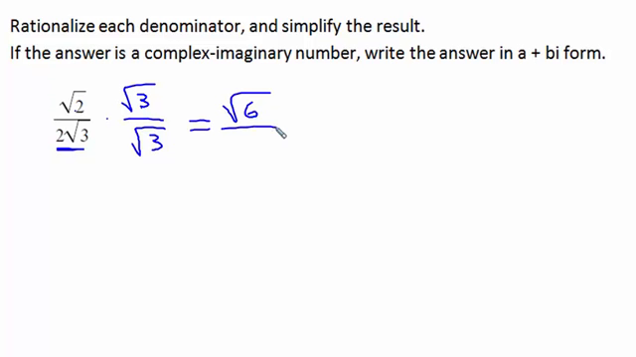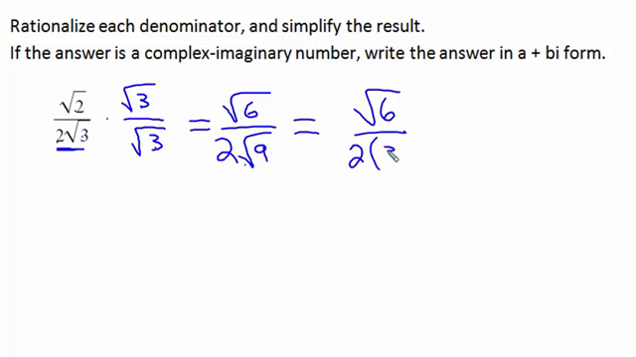If you multiply across the bottom, 2 is on the outside, and then square root 3 times square root 3 is square root 9. Well, square root 9 is really just a 3. So our final answer is square root 6 over 6.